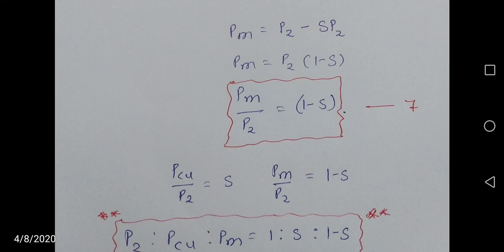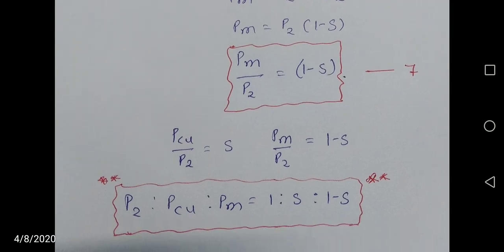PCU by P2 equal to S. PM by P2 equal to 1 minus S. PM is the rotor output and P2 is the rotor input. Rotor output by rotor input equal to 1 minus S. So output by input of rotor, that is the rotor efficiency. The rotor efficiency is approximately equal to 1 minus S.